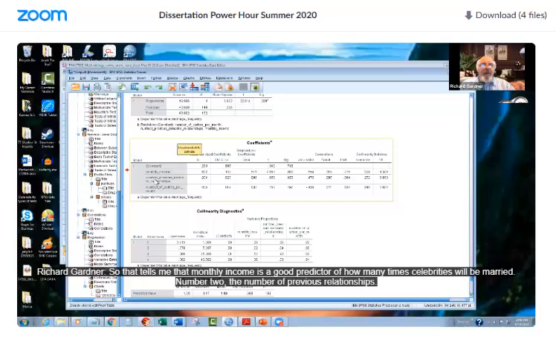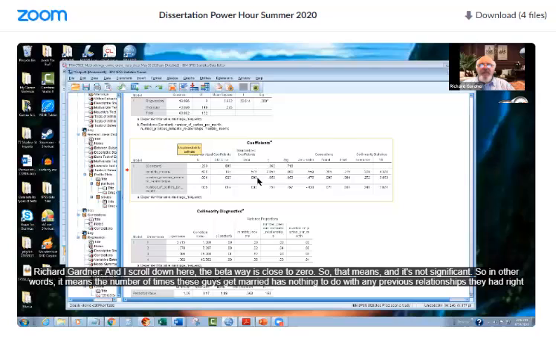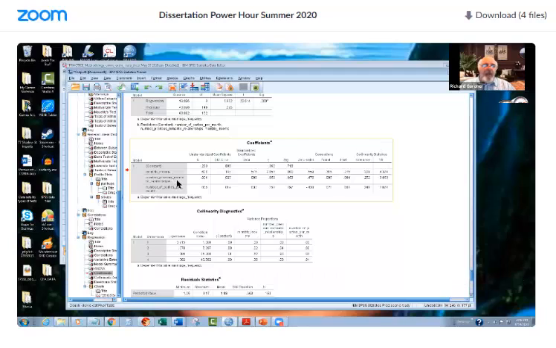Number two, the number of previous relationships. And I scroll down here, the beta weight is close to 0. So it means, and it's not significant. So in other words, it means the number of times these guys get married has nothing to do with how many previous relationships they had, right?